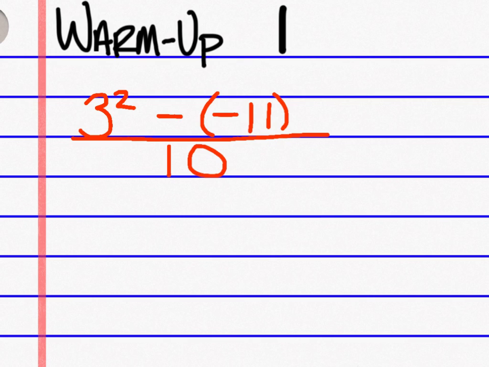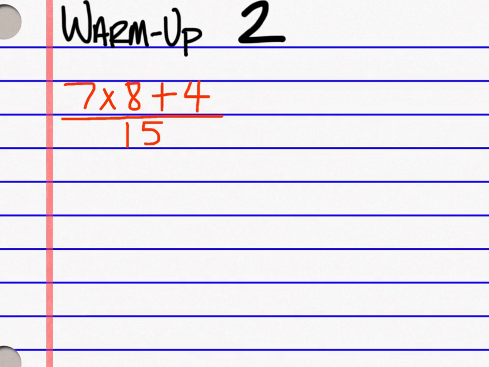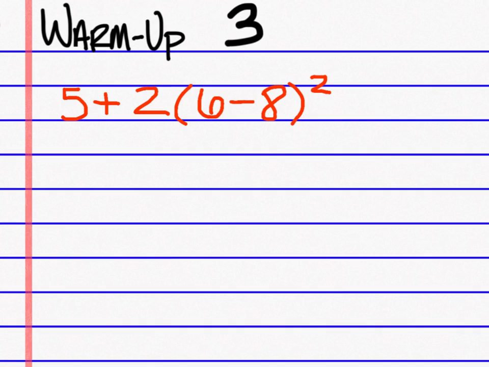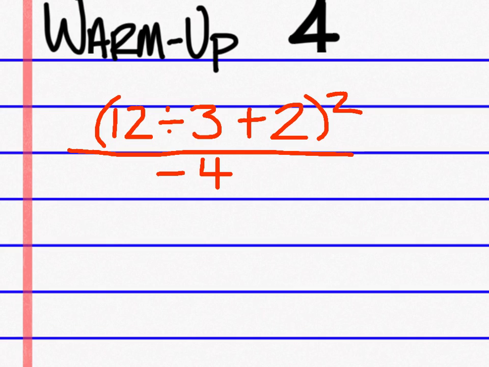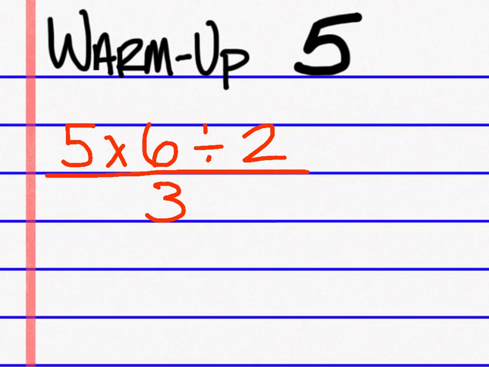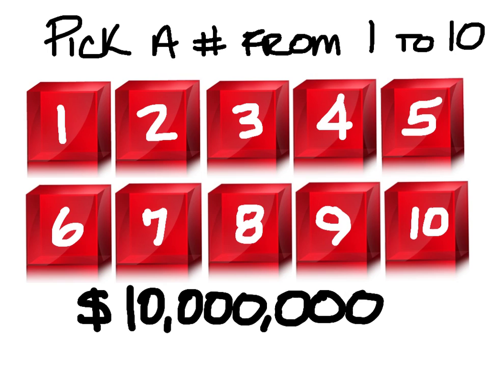Okay, we're at problem number 1. Okay, answer for this one was 2. Okay, number 2. Okay, answer for that one was 4. Number 3. Okay, answer for that one was 13. Number 4. Okay, answer for that one was -9. Number 5. Okay, answer for that one was 5.